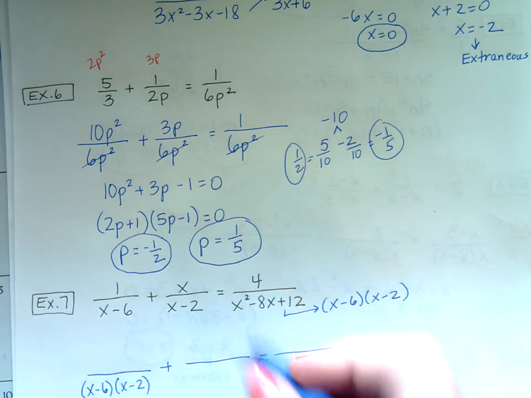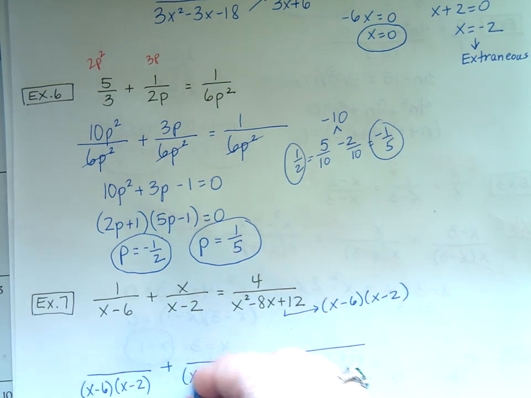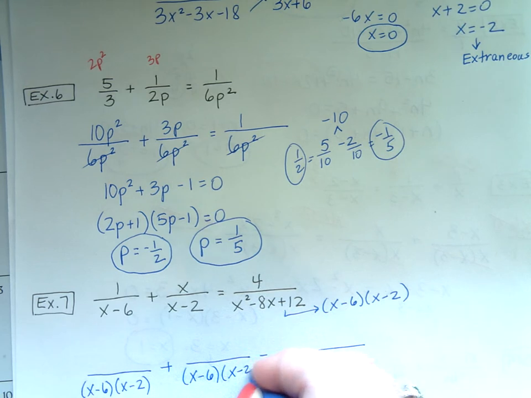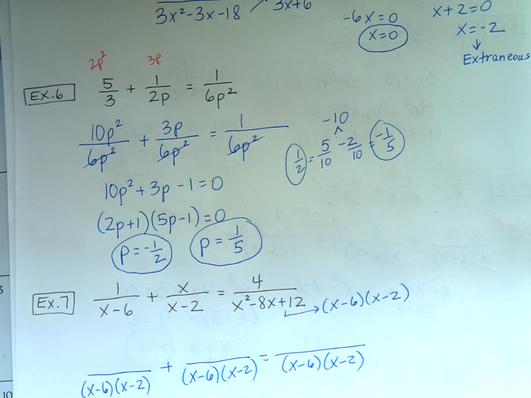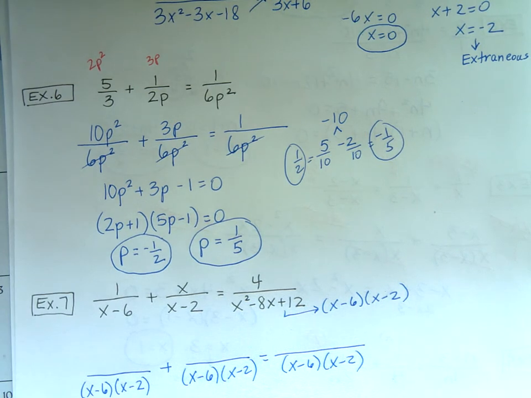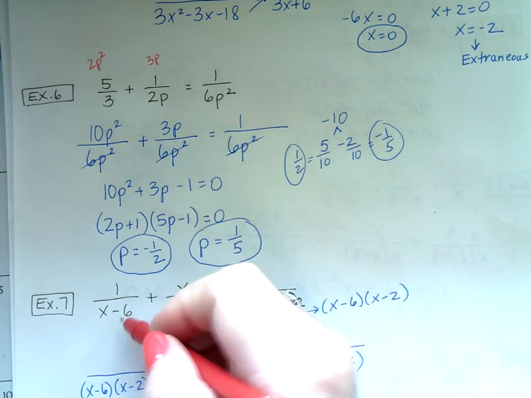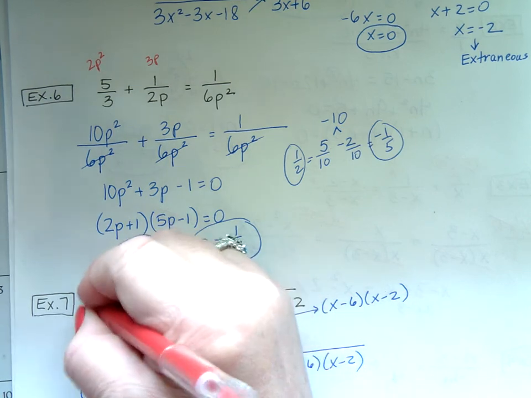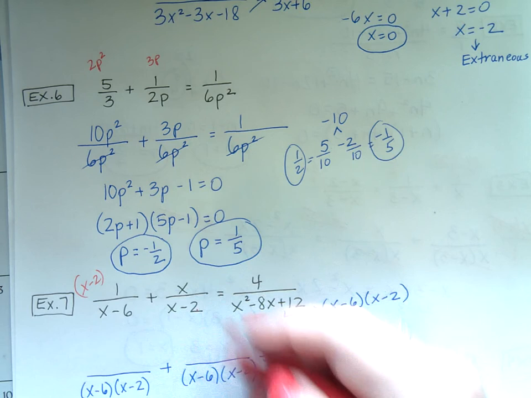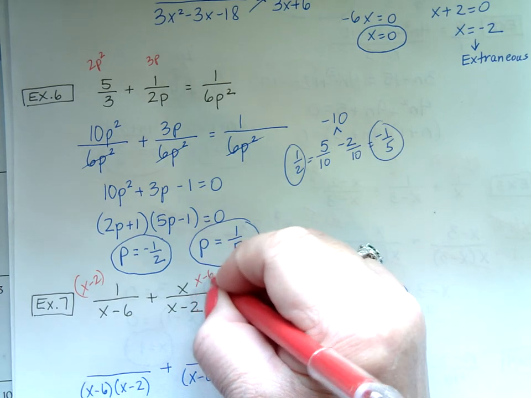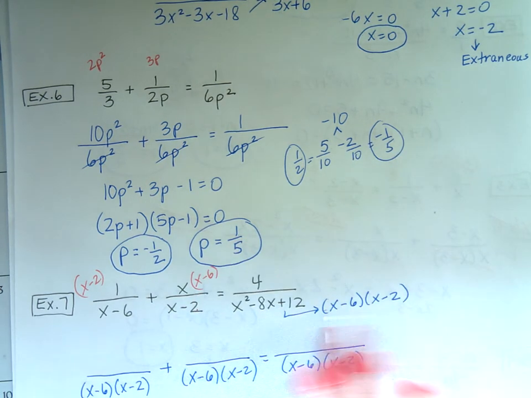All right, common denominator again, I need an x minus 6 and an x minus 2. Then it's a matter of matching. This guy has the x minus 6, he needs the x minus 2. This guy has the x minus 2, he needs the x minus 6. And this guy has it all, so he doesn't need anything. So let's figure out the new numerators.